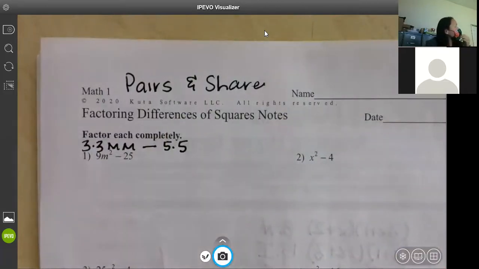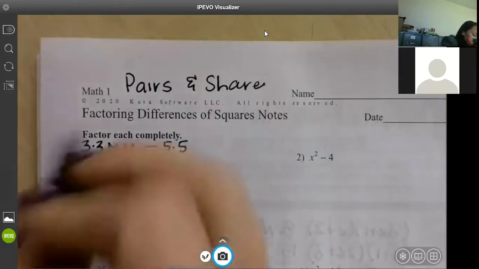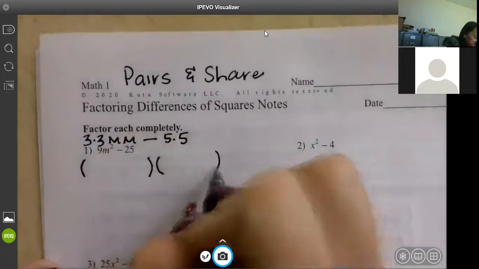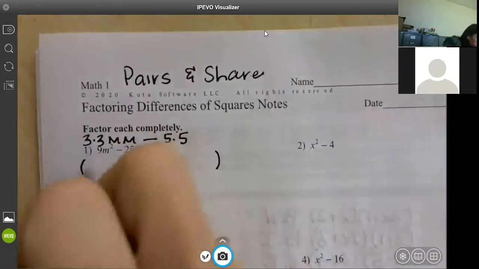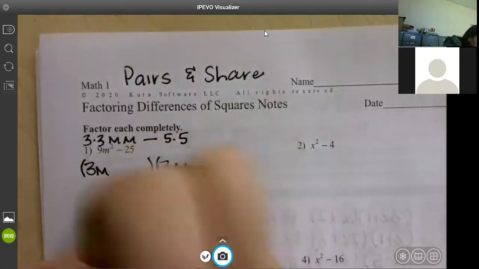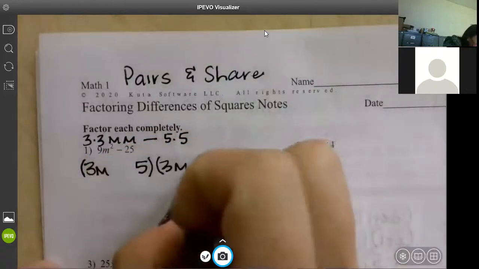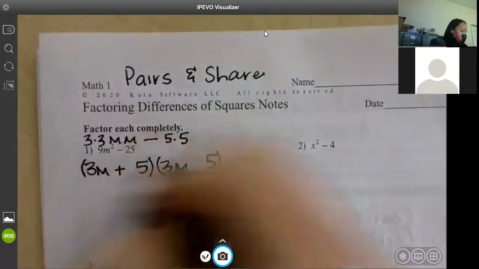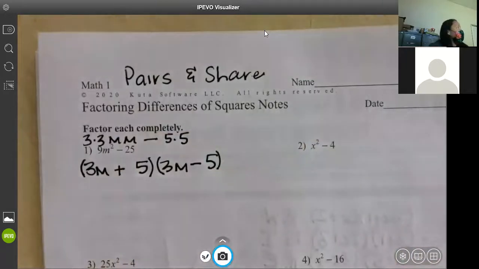Okay? So this is why I call it pairs and share. You have pairs of everything. We're going to share it. We have 2 sets of parentheses when we factor. In the front, each one is going to get a 3 and an m because we're going to share them. In the back, each one is going to get a 5 so we can share. One is positive, one is negative. You're done factoring. That's it. So again, when we break it down and we see pairs and a minus, we can share them.